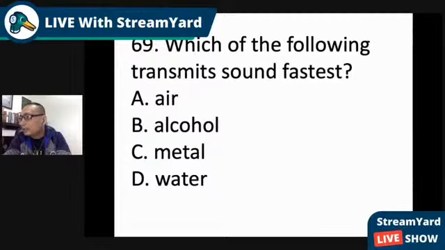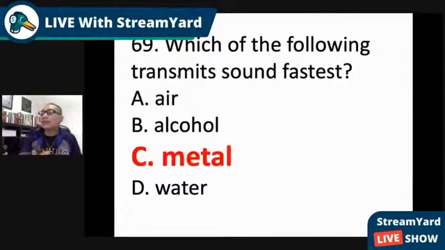So the answer here is, Vem answered A, air. The same with Adrian and others, no? Many believe that sound travels fastest in air. In fact, the answer is the reverse of light. Sound travels faster in metal. Correct, Ella. Take note of this, no?